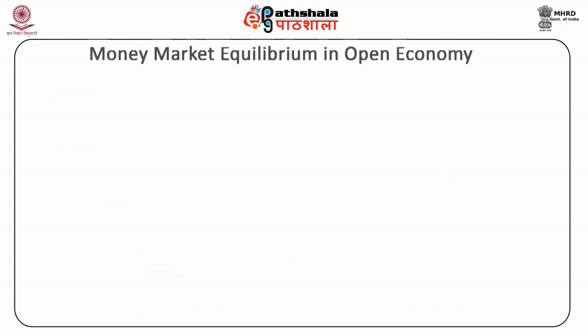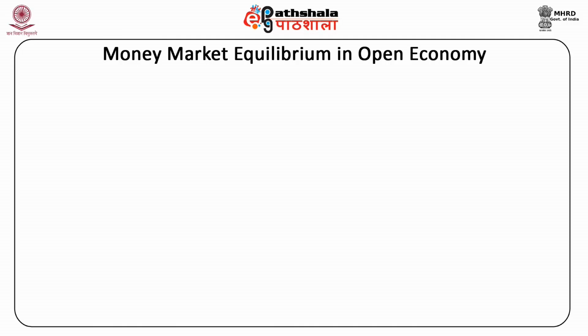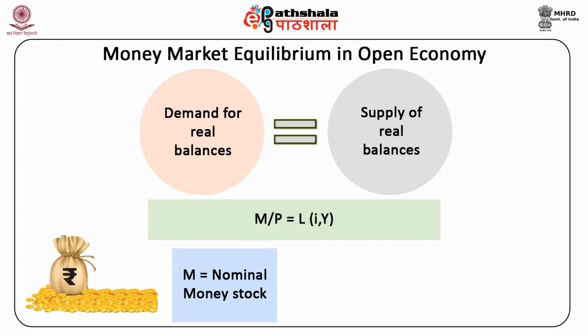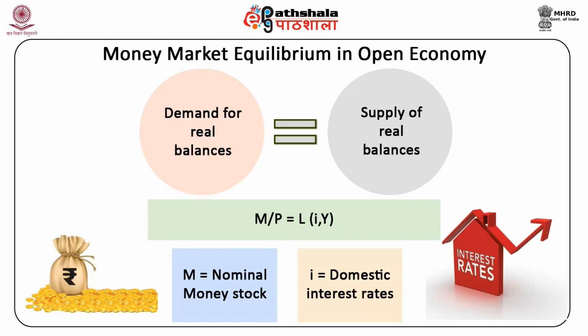Now we will move on to the next topic, which is money market equilibrium in an open economy. Money market is in equilibrium when the demand for real balances is equal to its supply. In other words, M by P is equal to L, which is a function of I and Y, where M denotes nominal money stock and I stands for domestic interest rates.